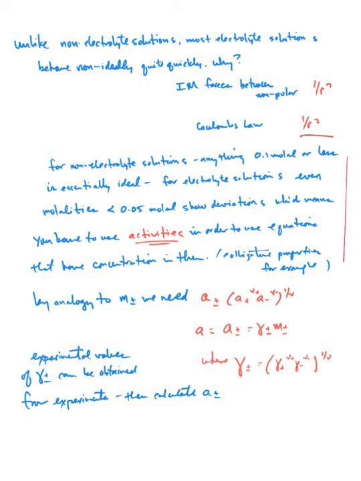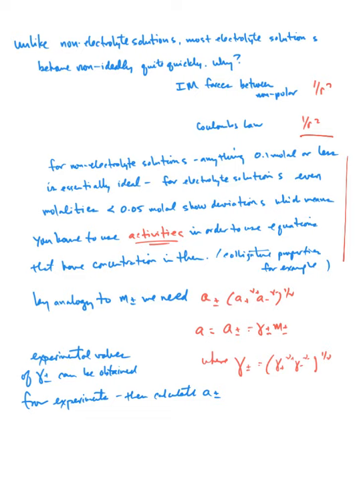So kind of a rule of thumb for non-electrolyte solutions, anything about 0.1 molal or less is essentially ideal. You don't see a big deviation from Raoult's law or Henry's law. For electrolyte solutions, even molalities less than 0.05 molal show deviations, which means that you don't use molalities if you're trying to find the properties of solutions. You have to use activities, just like we did in the last chapter. So colligative properties, for example, which we did in terms of molalities, or in the case of osmotic pressure, molarities. Toward the end of this chapter, we'll do it in terms of activities.